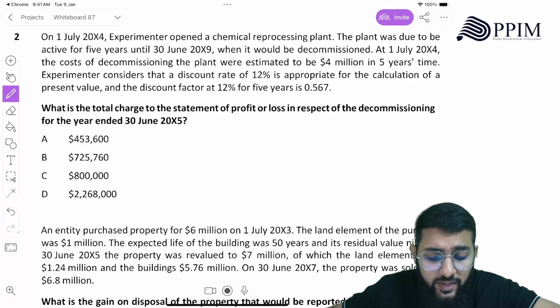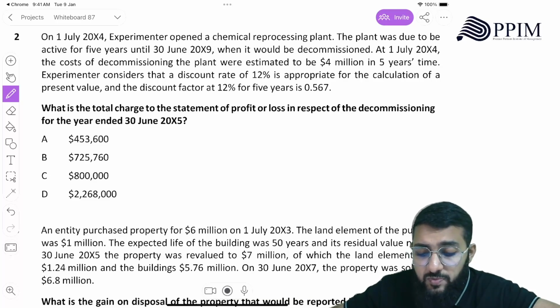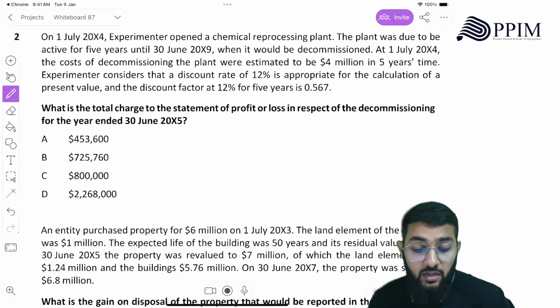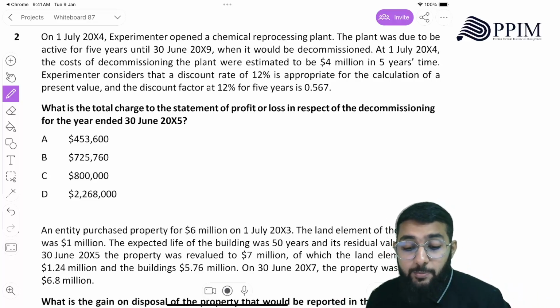At 1st of July 20X4, the costs of decommissioning the plant were estimated to be 4 million in 5 years' time. Experimenter considers a discount rate of 12% is appropriate for the calculation of present value, and the discount factor at 12% for 5 years is 0.567. What is the total charge to the statement of profit or loss?